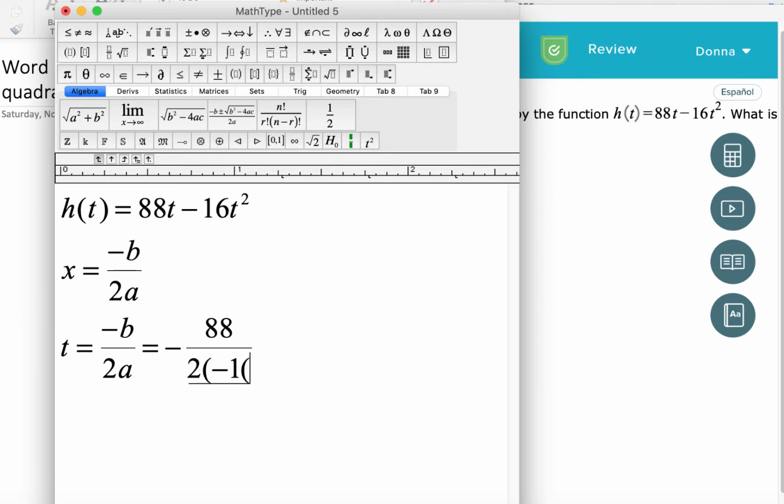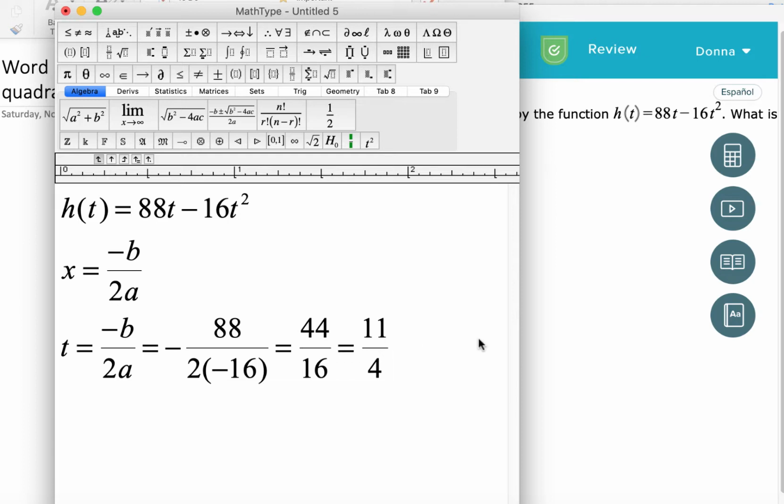When we take 2 times negative 16, we get negative 32. Actually, we could cancel the 2 and the 88 and do 44 over 32. Yeah, let's do that. We have a negative and a negative, so it's going to make it positive. And then 2 goes into 88 44 times, divided by 16. And then 4 goes into both those numbers. 4 goes into 44, pardon me, 11 times. And 4 goes into 16 4 times.